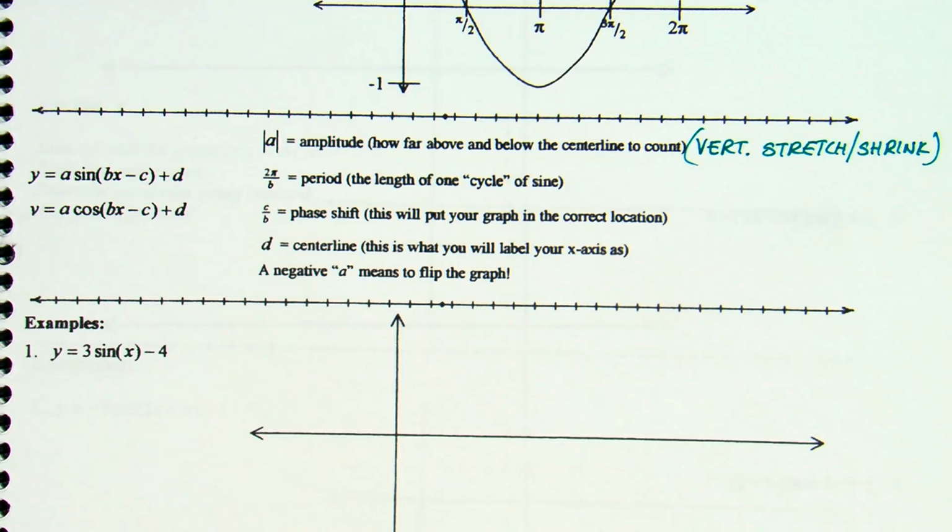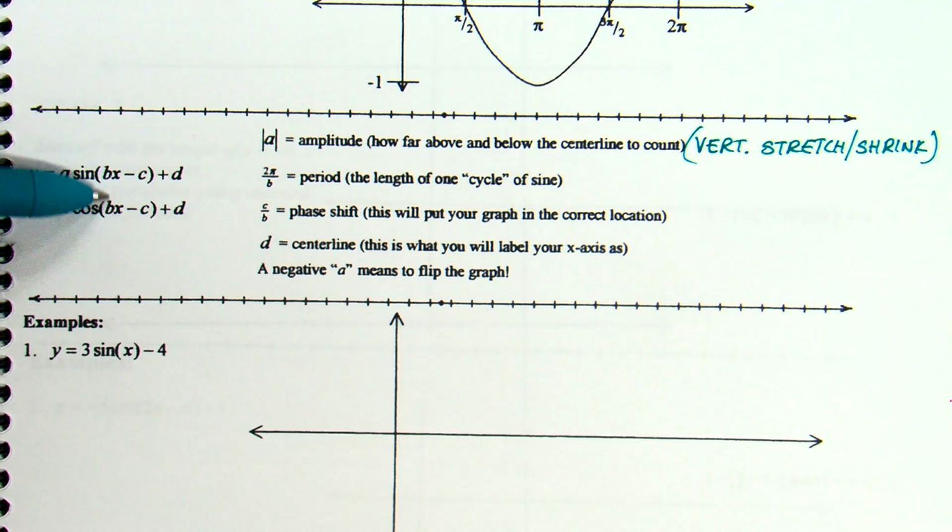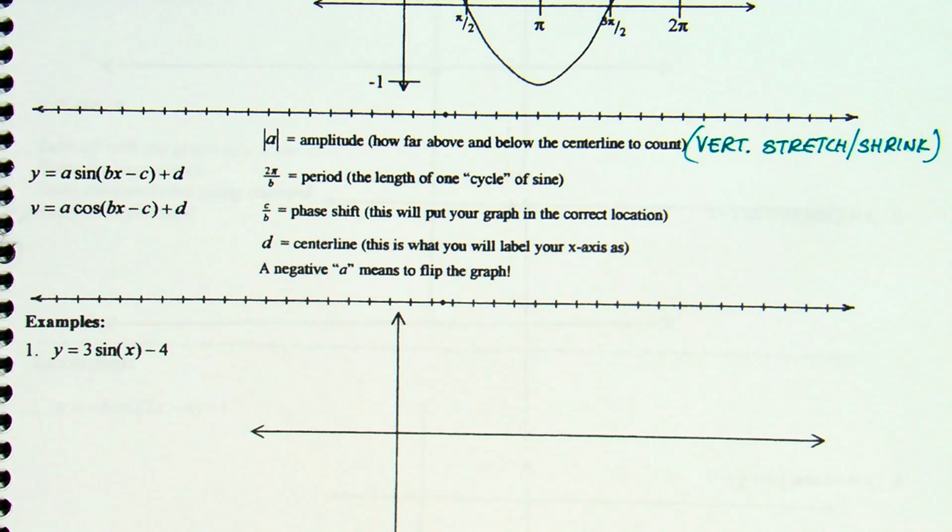2 pi over b is what we would call the period. Now, I talked about one cycle, right? The graphs you're looking at there are one cycle of each. So a cycle of sine or a cycle of cosine is 2 pi. Now, if there is a b value, notice where is b? B is the coefficient on x. If there's a b value that's a coefficient of x, that will affect the length of the cycle. So maybe you'll have a cycle longer than 2 pi. Maybe you'll have a cycle less than 2 pi.